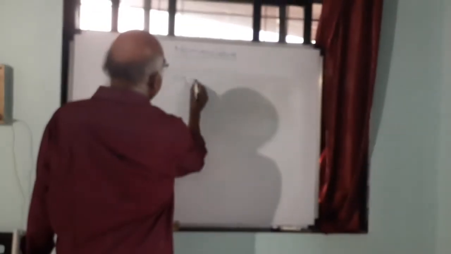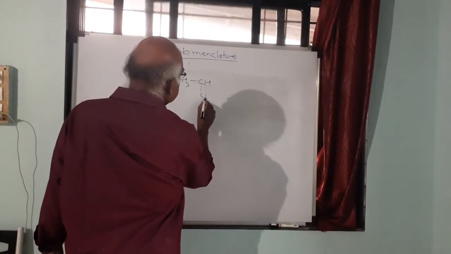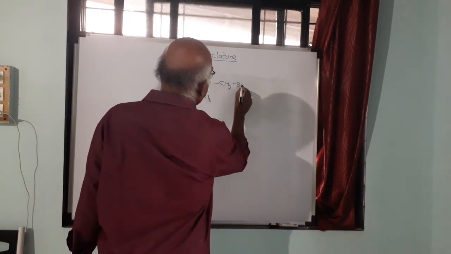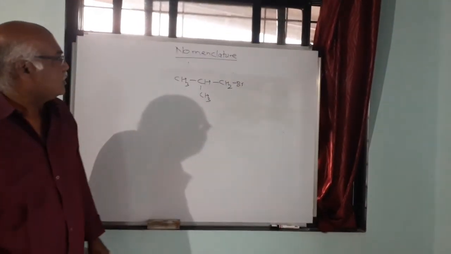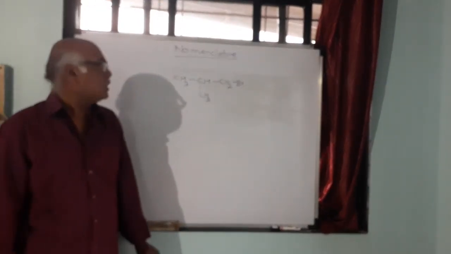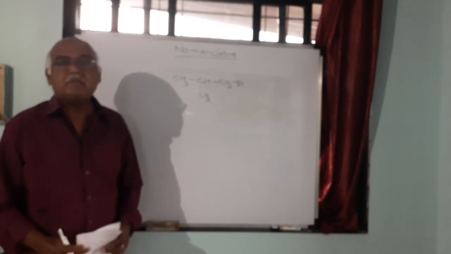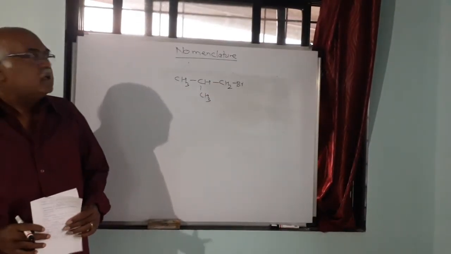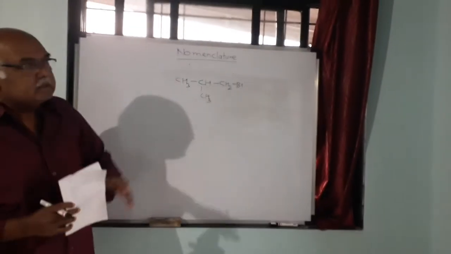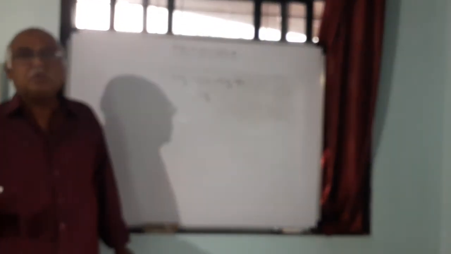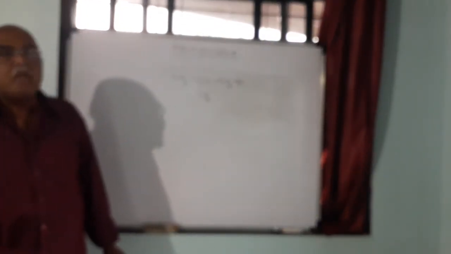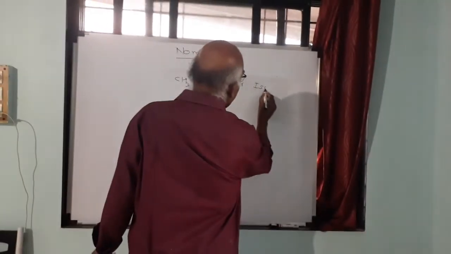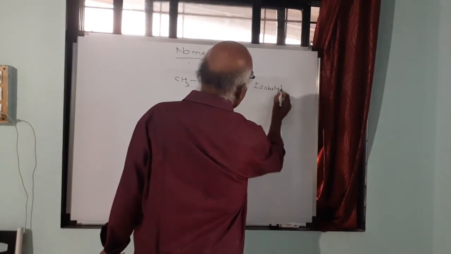CH3, CH, then CH3, CH2 and Br. I have taken this particular compound. Again, if you see this particular compound, you will find there are 4 carbon atoms. Now there are 4 carbon atoms, so this will be a derivative of butane. Now this particular group is called the isobutyl group. Okay, and there is bromine, so this will be isobutyl bromide. In the common system, this will be isobutyl bromide.